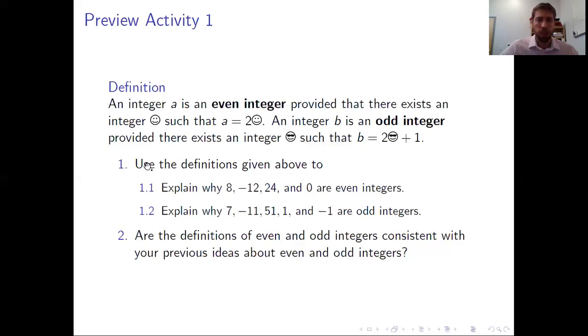So let's use the definition above to explain why these numbers are even numbers. Well, 8 is an even number because it is equal to 2 times 4. Negative 12 is an even number because it's equal to 2 times negative 6. 24 is an even number because it's equal to 2 times 12. 0 is an even number because it's equal to 0 times 2.